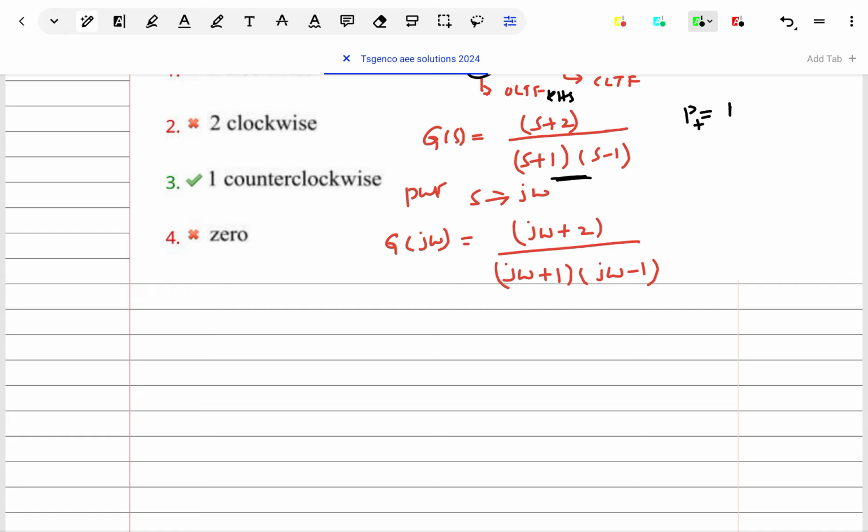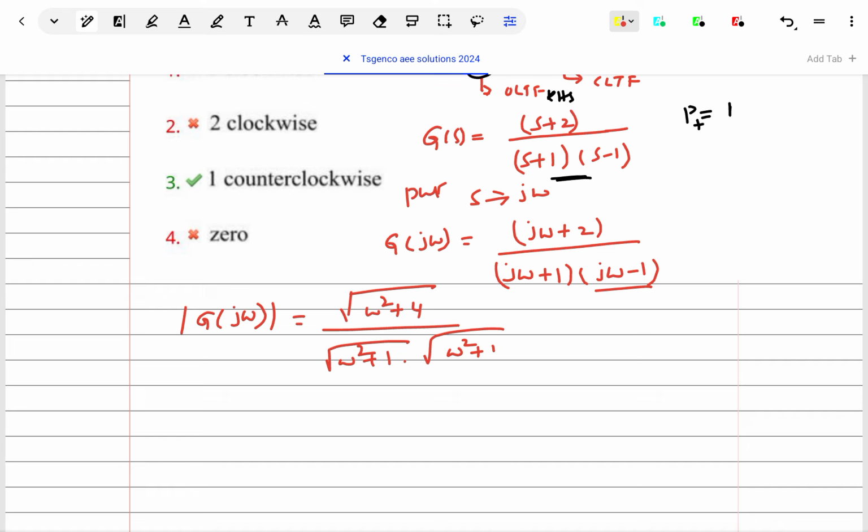And what about the magnitude of G(jω)? The magnitude of G(jω) is the square root of (ω² + 4) divided by the square root of (ω² + 1), times the square root of (ω² + 1), since the magnitude of (jω - 1) is also the square root of ω² + 1. So this is the magnitude here.